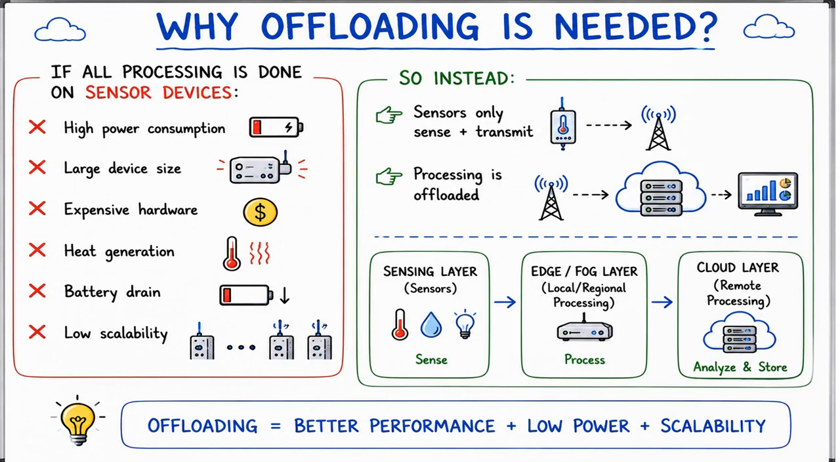Then the fifth one is the battery drain, where high processing requires more energy usage, which leads to faster battery depletion. And many IoT devices are placed in remote or hard to reach locations. So, for example, you will have a soil sensor in a farm which cannot be recharged frequently, and the result of this is that maintenance becomes very difficult, and there will be an increase in the operational cost.